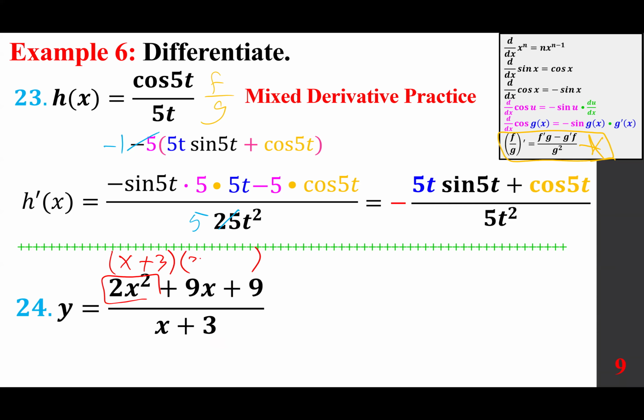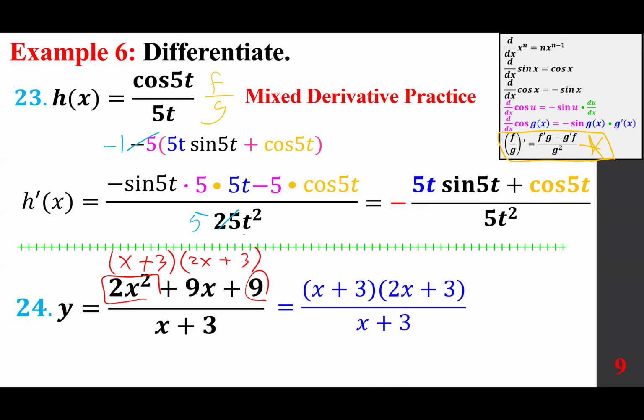2x squared means you have to have 2x. And 9 means you have to have 3. And it happened to work. How do you know it works? You have to check the middle term. How do you check it? You want to see if you get 9x. So take a look at this one. The product of these two is 3x. These two, 6x. If you add them up, you do get 9x.